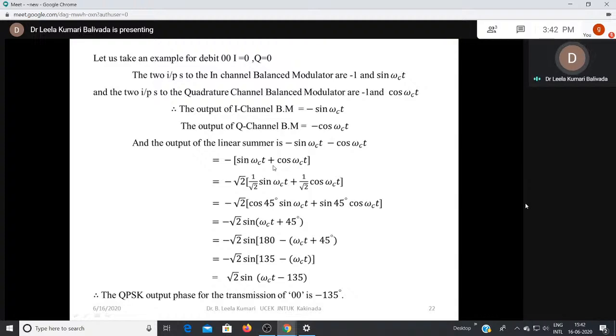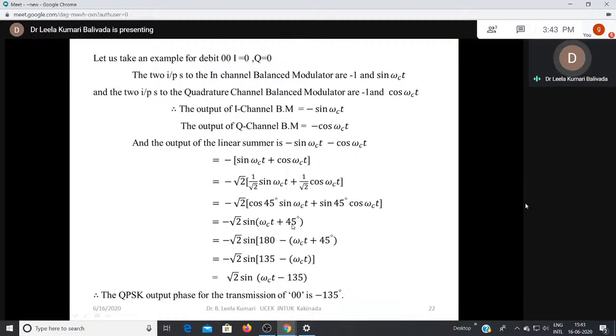For simplification, let us multiply this expression by root 2 and divide by root 2, so that we can write this equation as minus root 2 into 1 by root 2 sin omega ct plus 1 by root 2 cos omega ct. This 1 by root 2 can be written as cos 45, and this 1 by root 2 can be written as sin 45. So this is in the form of cos A sin B plus sin A cos B, which we can write as sin A plus B, that is sin omega ct plus 45. So this equals minus root 2 sin omega ct plus 45.